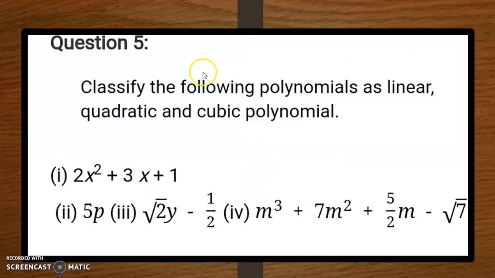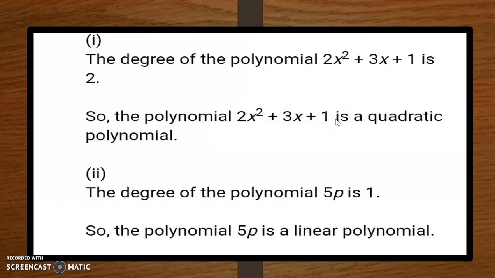Question 5. Classify the following polynomials as linear, quadratic and cubic. Question-wise we'll move. The first polynomial given is 2x square plus 3x plus 1. So here the highest index is 2, so degree is 2. When degree is 2, it is called a quadratic polynomial.